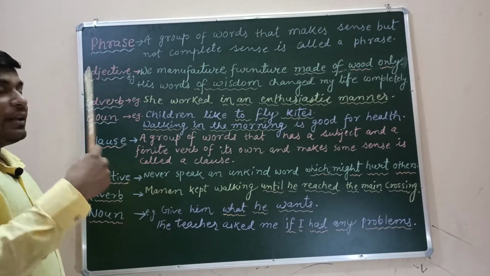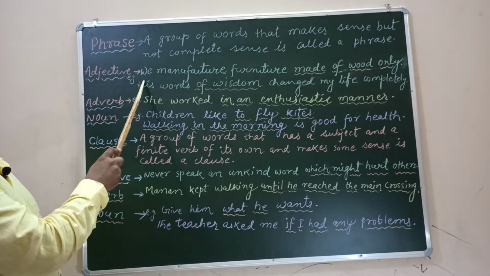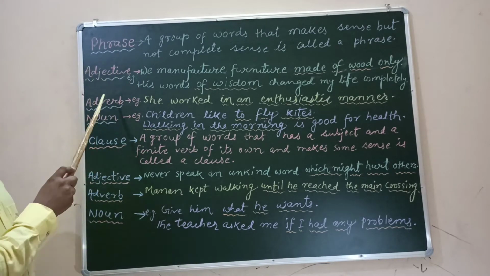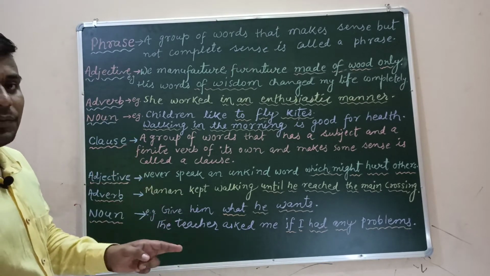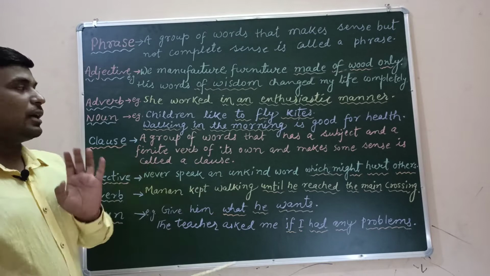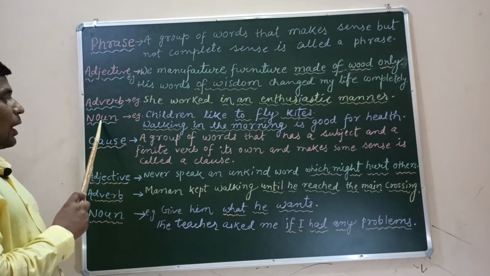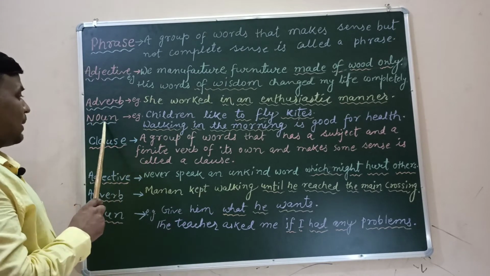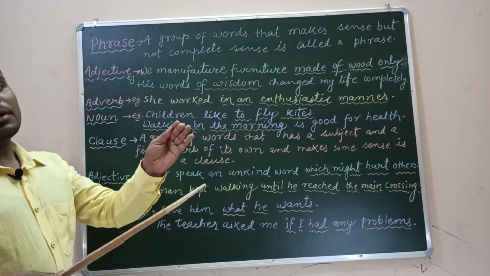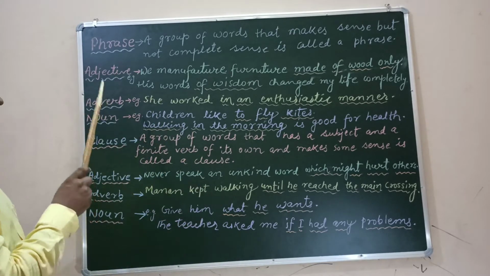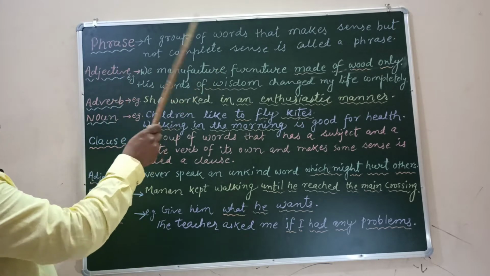Words that qualify a noun or pronoun are called adjectives, and adverbs are the words which modify a verb, an adjective or another adverb, right? And a noun is the naming word. A naming word refers to a person, place, animal, thing or state of mind. This will help you understand it better.